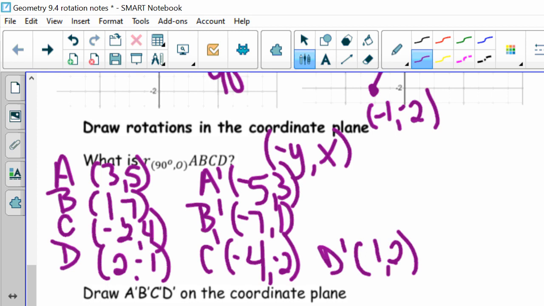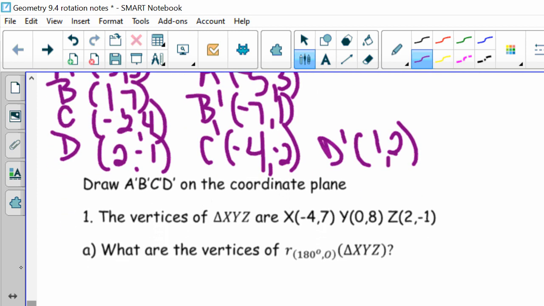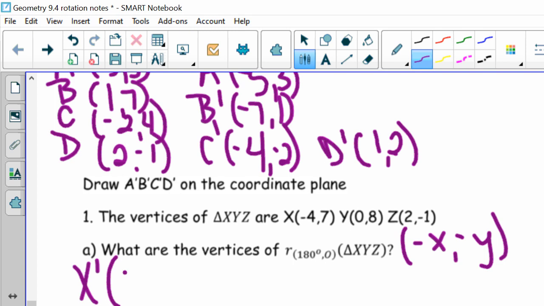And then if I connect those, that's what it looks like after it had been rotated 90 degrees. Again, that is counterclockwise. Now we'll practice doing that without a graph. The vertices of triangle XYZ are at X negative 4, 7, Y 0, 8, Z 2, negative 1. What are the vertices of a rotation of 180 degrees about the origin of triangle XYZ? Remember that our rule for 180 degrees is negative x, negative y. So I just changed the sign of both of them. And so X prime is going to be at 4, negative 7.